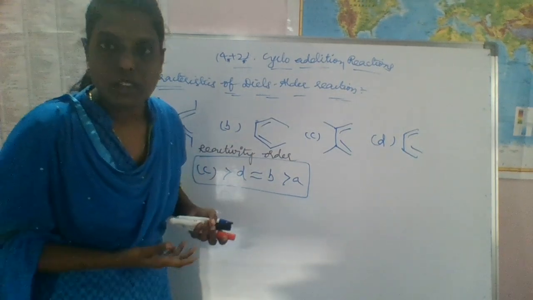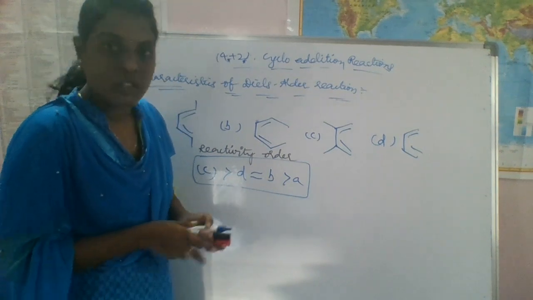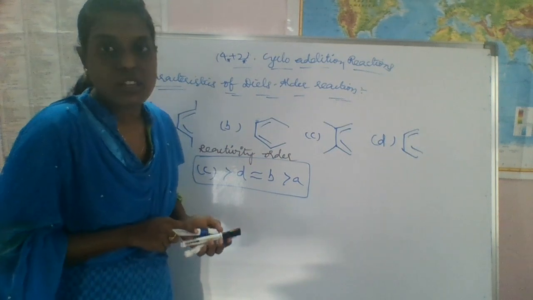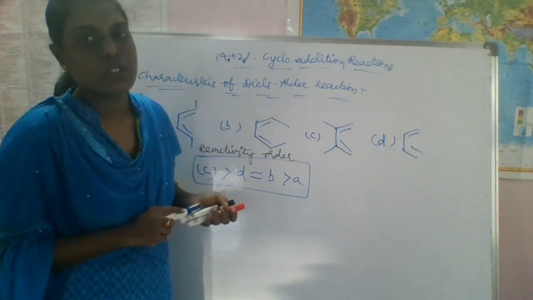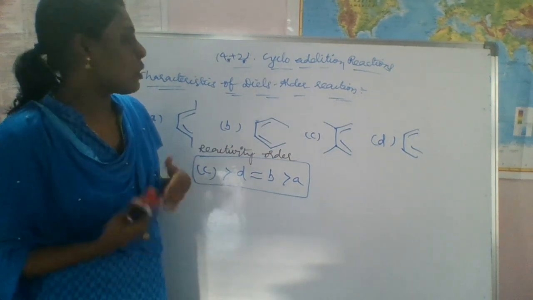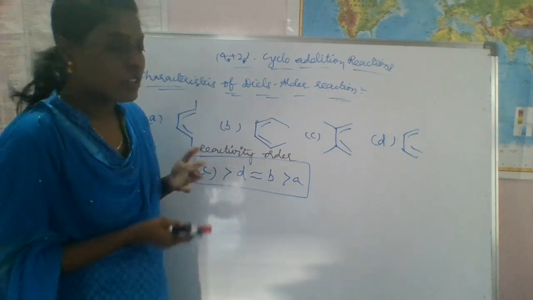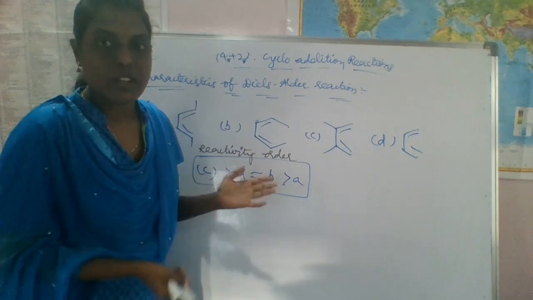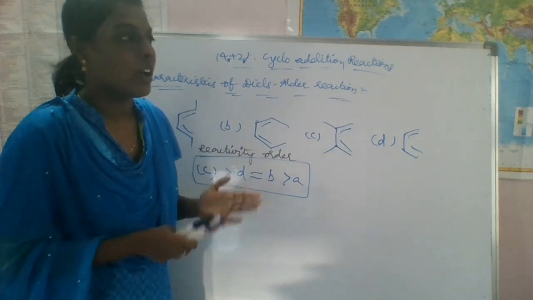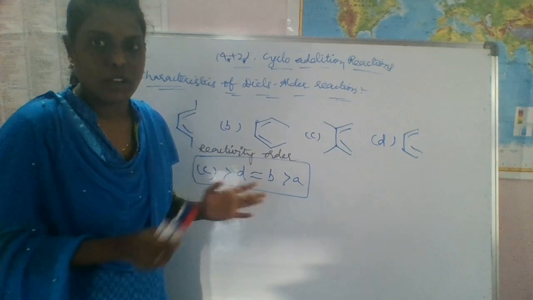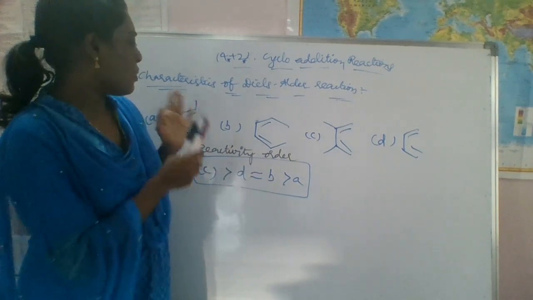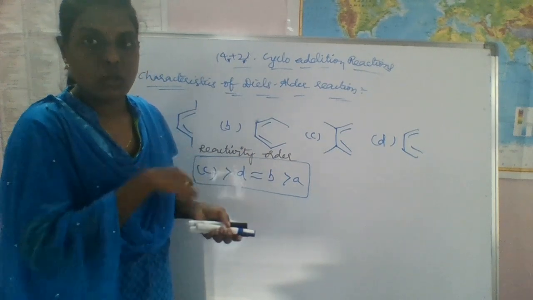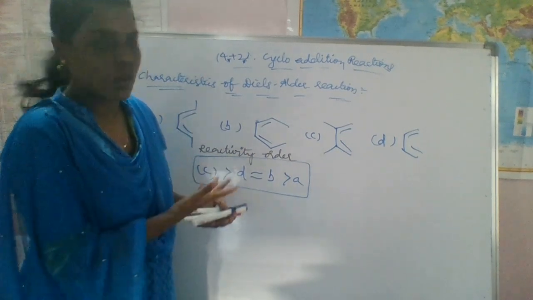Let's see the next two points. What is the first one? It is a concerted reaction, and these are stereospecific reactions. And the second one is that the diene should be in the cisoid form. If it is in the transoid form, it will not react with the dienophile and will not give any product. So first it is converted into the cis form, and only then will it give the product.